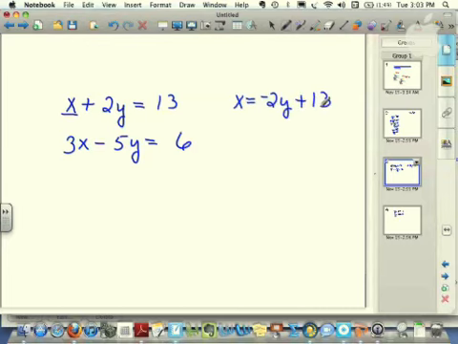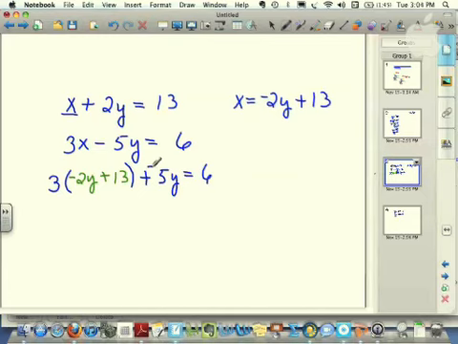Now that I've isolated it, I'm going to place that in the other equation. It's 3 times x, but I'm not going to write x. I'm going to write what I know x equals, negative 2y plus 13. And I'm going to finish copying the rest of the equation. I'm going to change this to add the opposite. Now I have an equation that only has one variable.